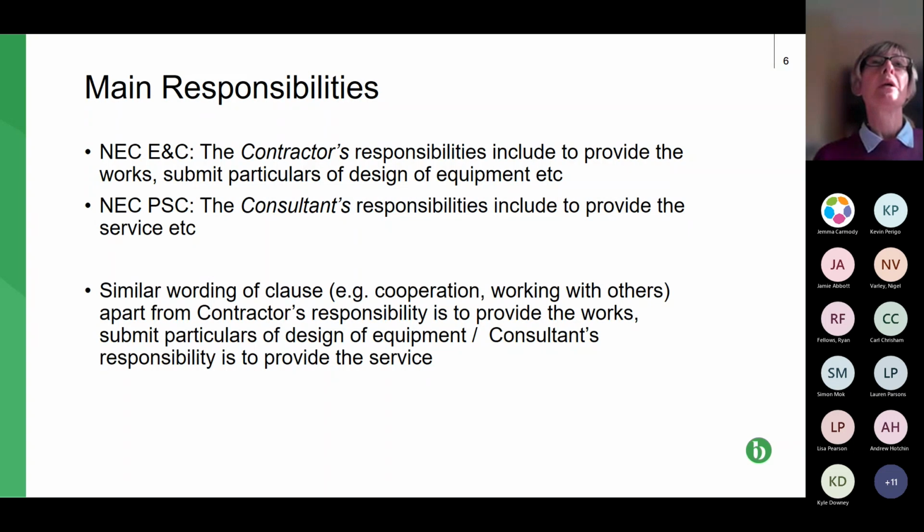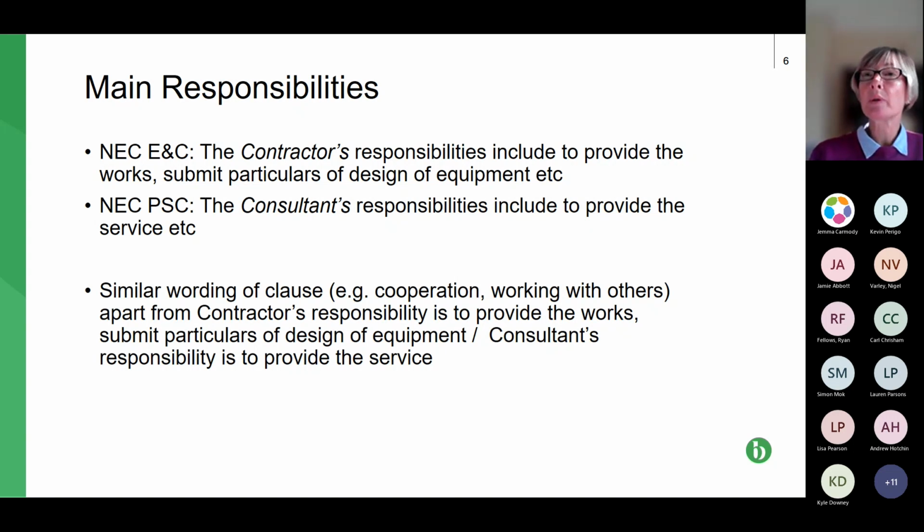So that's the costing. Then if we go on to the main responsibilities, how we've set this out is we've got NEC E and C, so that's engineering and construction, and then NEC PSC to distinguish them. I think that's fairly obvious. This is under the main responsibilities section of the contract. At clause two, your contracts will provide that the contractor's responsibilities include providing the work, submitting particulars of design and of equipment, etc. Whereas, as you'd expect, the consultant's responsibilities include the provision of the service. Now, the service is typically set out in the service information.